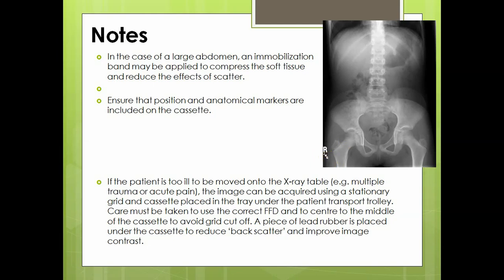If the patient is too ill to move onto the X-ray table, you can take the radiography with a stationary grid. Whenever you take an abdomen radiography, we will take it with the bucky. Bucky means a moving grid, which is fixed in the table, under the table. Even a vertical bucky we have in our hospital. But sometimes there are places where a moving grid is not available.